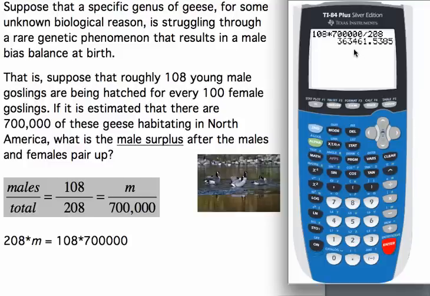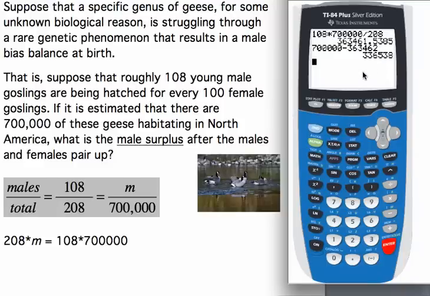But that is not our answer yet. That is not the male surplus. That's simply the total males within the 700,000. So in order to get the surplus, the next thing I would need to calculate is how many females there are. So we'll take the total population figure and subtract out the males. Let's round that to the nearest goose. So 363,462, I think we'll call it. And there we have the total number of females within the population.